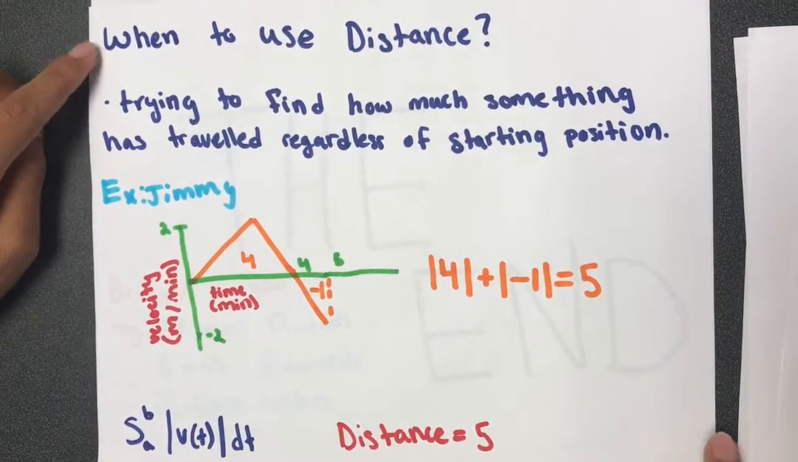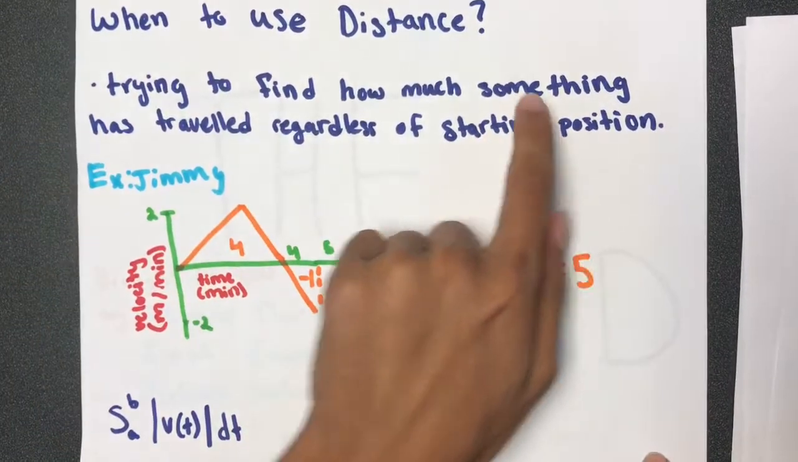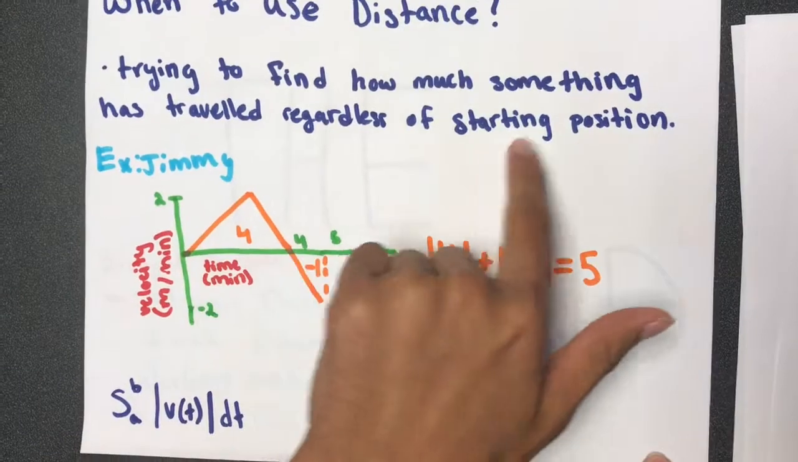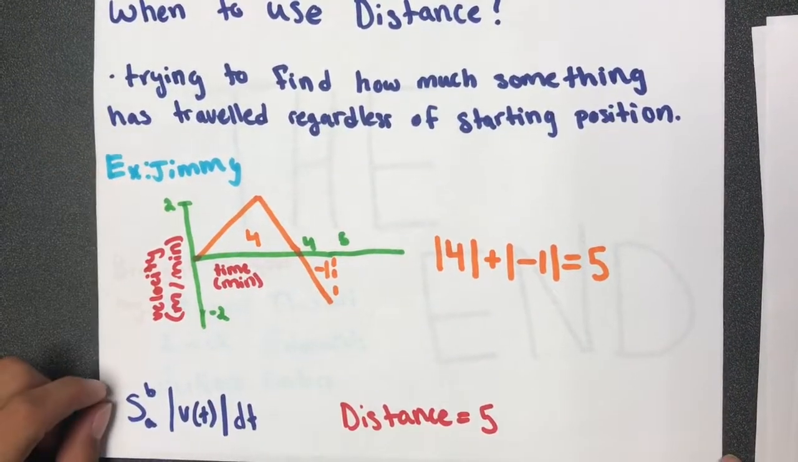So when do you use distance? You use distance when you are trying to find out how much of something has traveled regardless of starting position. Let's use the same example of Jimmy.